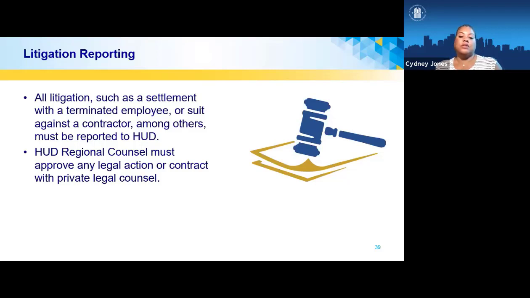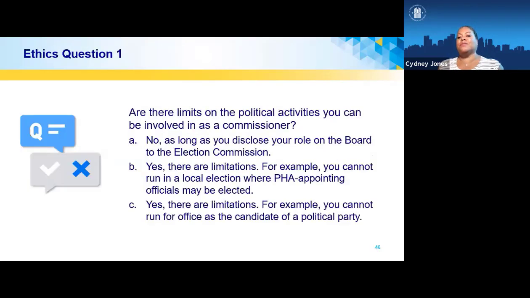So all litigation, such as settlement with a terminated employee or a suit against a contractor, among others, must be reported to HUD for any reason. There's also a concurrent requirement for initiation, appeal, or settlement of litigation involving housing authority programs or funds and HUD approval of PHA's legal services contracts. So we've got to notify HUD if someone is attempting to sue the housing authority or if we have decided to settle a lawsuit.